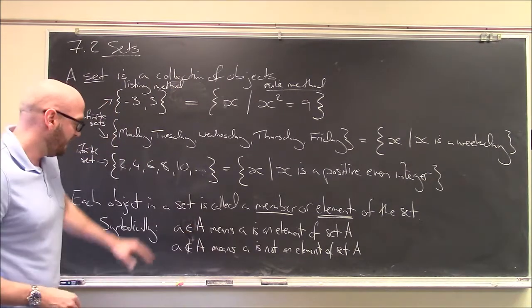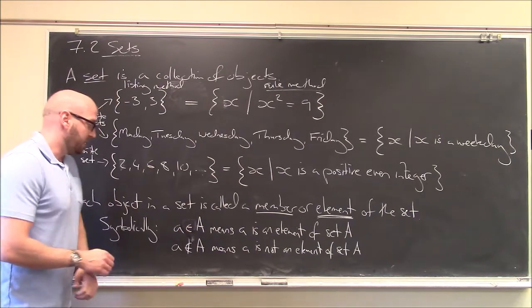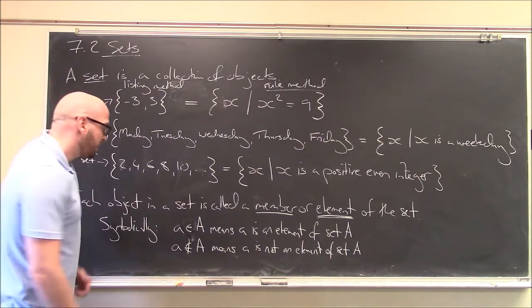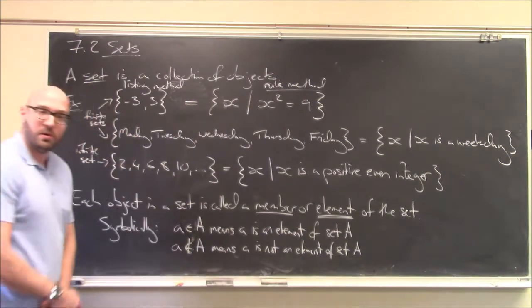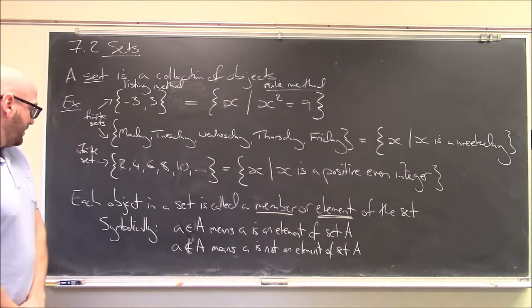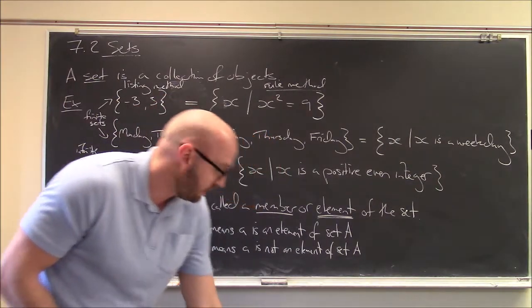So if you want to say an element is actually in the set, you would write it using this symbolic notation. And as usual, just like with not equals, if you want to say it's not an element of the set, you just put a bar through the symbol. Yeah, we'll keep going through more notation, so let's keep going.